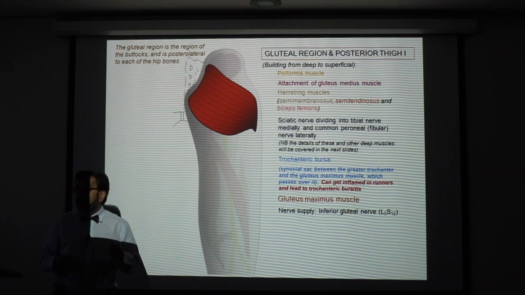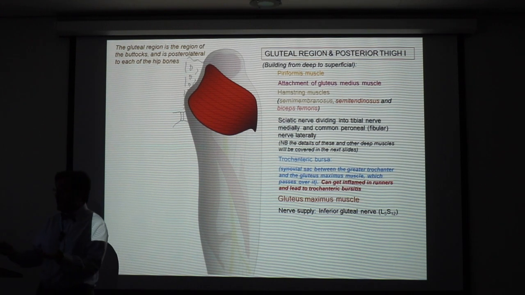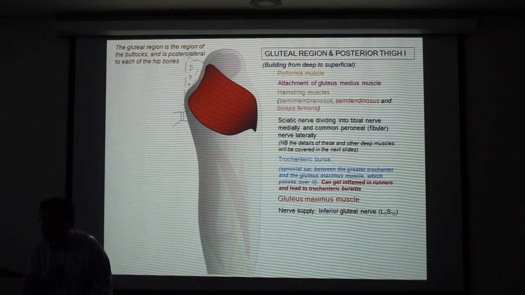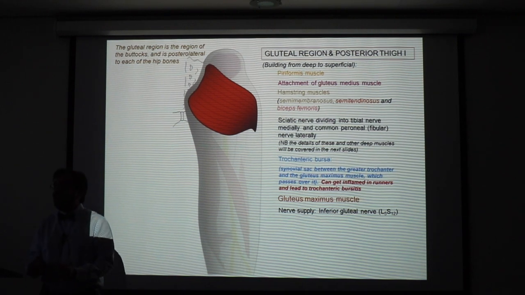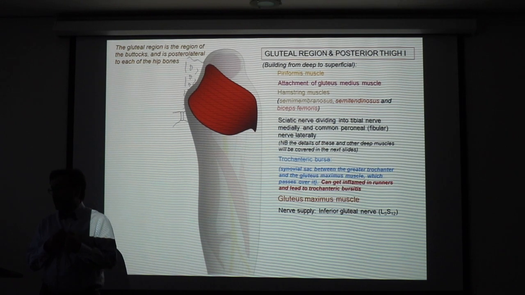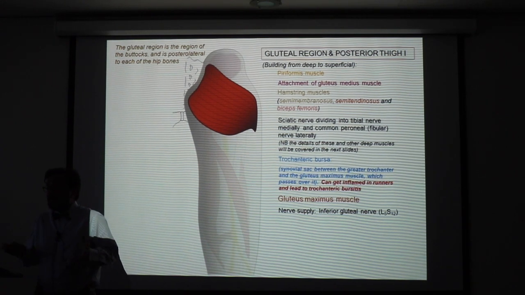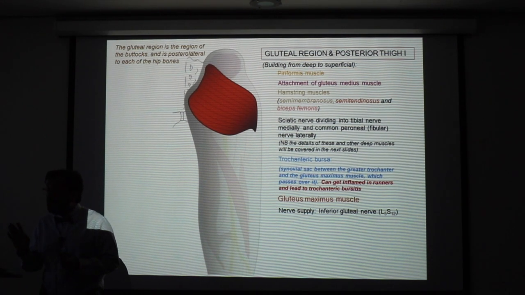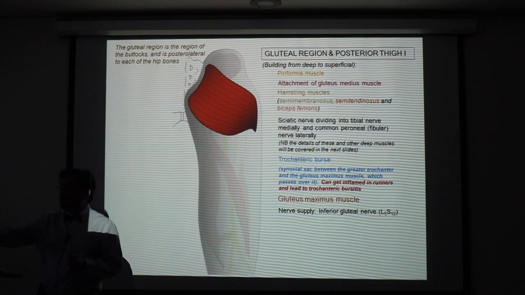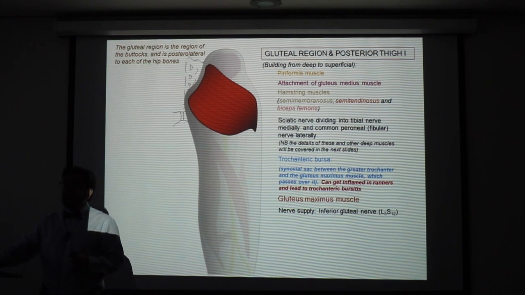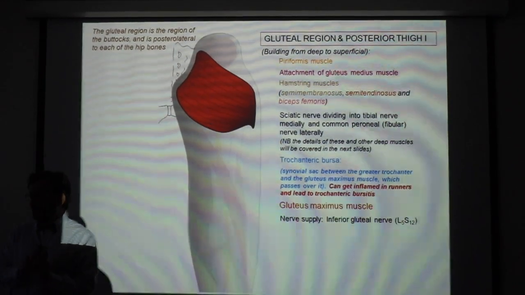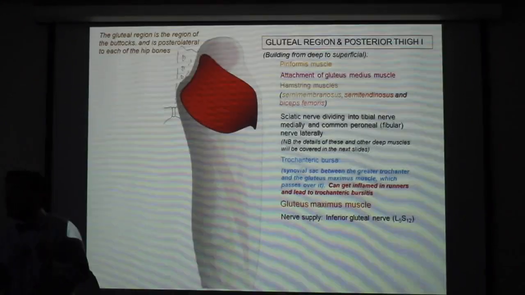if you have an injury to the inferior gluteal nerve, you would have paralysis of gluteus maximus. So you would have difficulty standing up from a sitting position. But if you are standing up and you want to walk, you can walk, because your semimembranosus and semitendinosus are there. But if you do not have the sciatic nerve, you cannot stand up. Your standing positions are going to be gone.